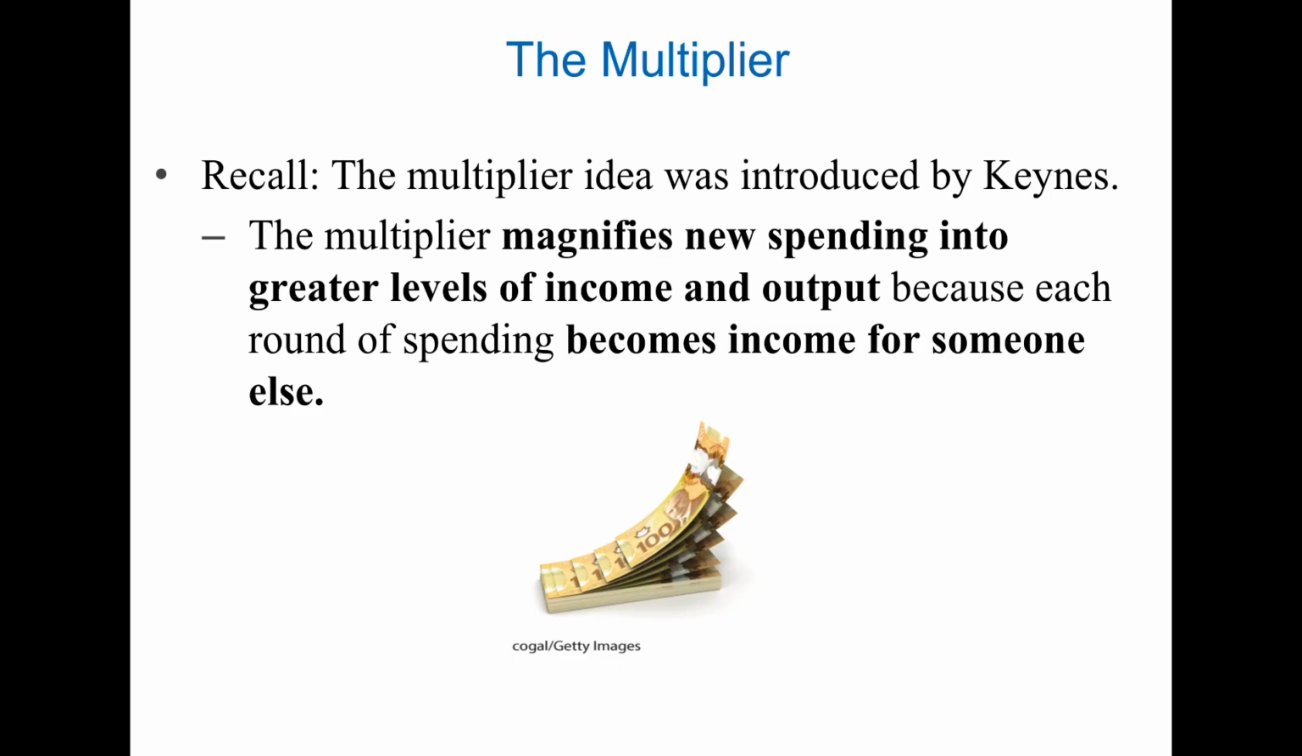So as we discussed in our first part, whenever the government spends money or changes its fiscal policy, it has a multiplier effect. And how is it going to be a multiplier? The multiplier idea was introduced by Keynes, the economist who introduced it. The multiplier magnifies new spending into a greater level of income and output, because each round of spending becomes an income for someone else.